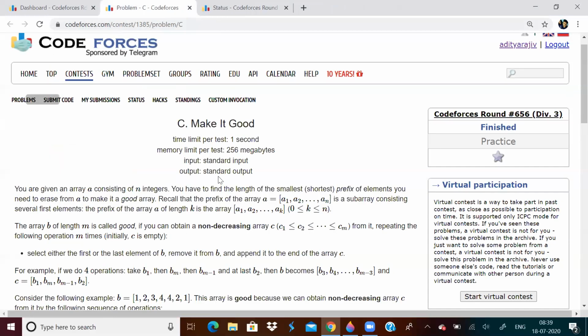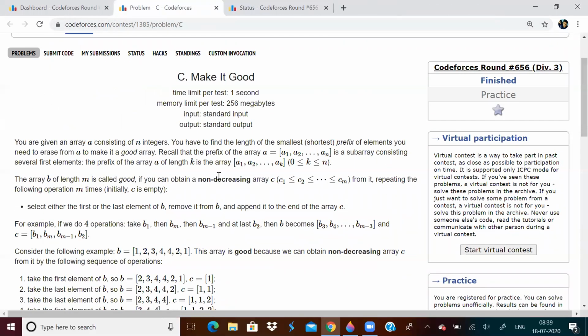So let's see problem C. You're given an array A of n integers. You have to find the length of the smallest prefix that you have to erase in order to make it a good array. So what is a good array?